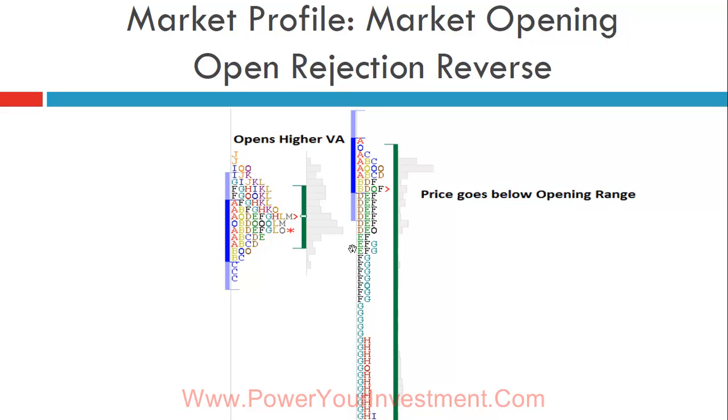but once the price goes below yesterday's value area, remember what it is, this means that sellers are now initiating selling. Alright, so this is initiative selling. This is not responsive selling. Responsive selling is happening above the value area, the previous value area. Okay, I hope this concept is clear now.